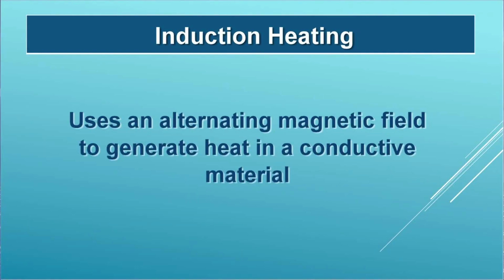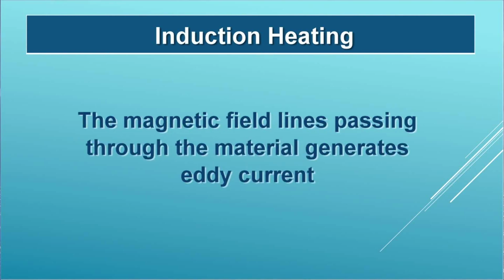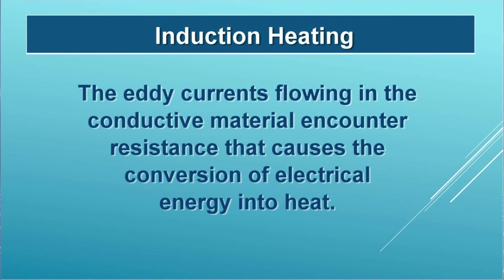In induction heating, an alternating current is passed through a coil of wire, which creates a magnetic field. The magnetic field lines passing through the material generate electric currents within it. These electric currents are called eddy currents. The eddy currents flowing in a conductive material encounter resistance, and this resistance causes the conversion of electrical energy into heat. The efficiency of induction heating depends on the frequency and intensity of the magnetic field, the properties of the material being heated, and the design of the heating coil.